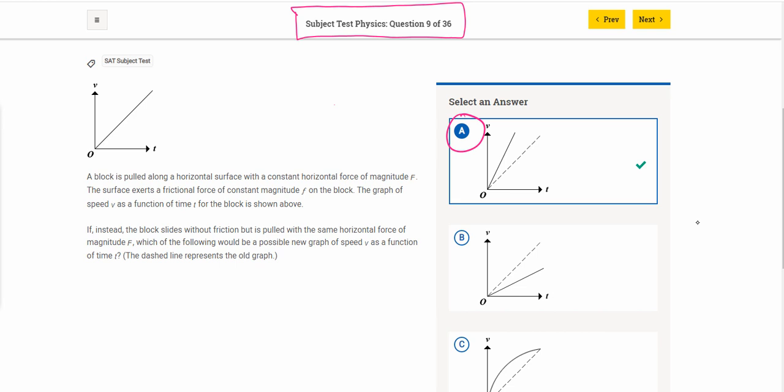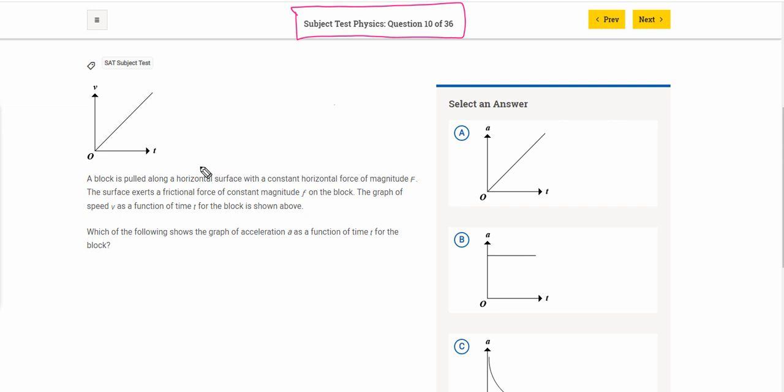So now let's move on to the next one. Okay, so it's similar to the previous one, but with a different question. A block is pulled along a horizontal surface with a constant horizontal force of magnitude F. The surface exerts a frictional force of constant magnitude F on the block. The graph of the speed as a function of time for the block is shown above. Which of the following shows the graph of acceleration a as a function of time for the block?